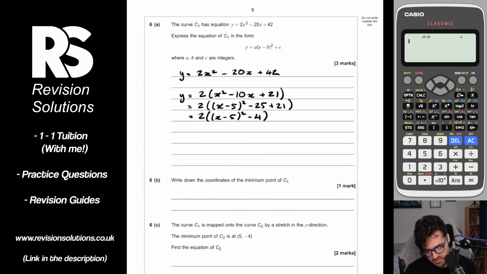And then expanding out the big bracket, we'd have 2 lots of (x minus 5) all squared, and then minus 8 for the 2 times the minus 4.